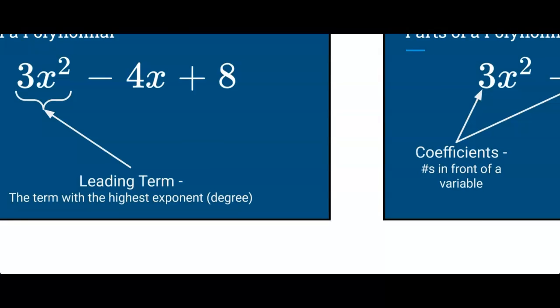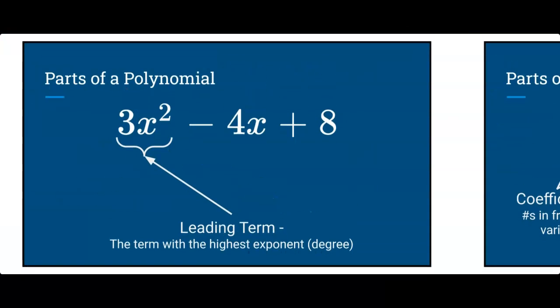The next piece is your leading term, and in standard form, the leading term will be first. It is always the term with the highest exponent. So that's how you get that leading term and get it into standard form: you look for the highest exponent.